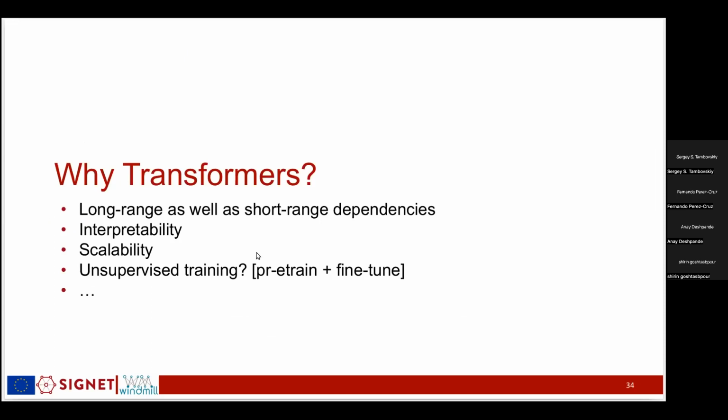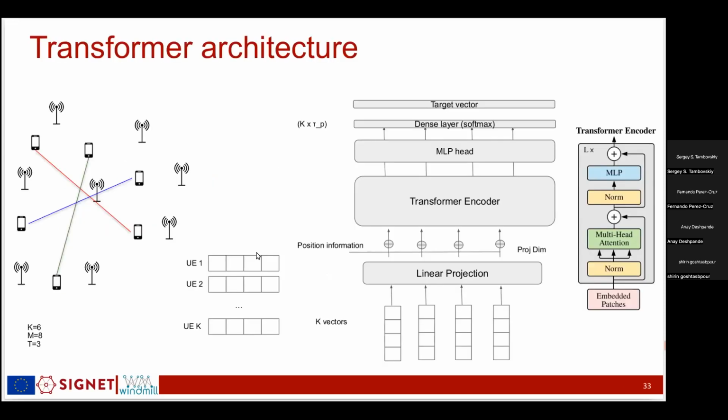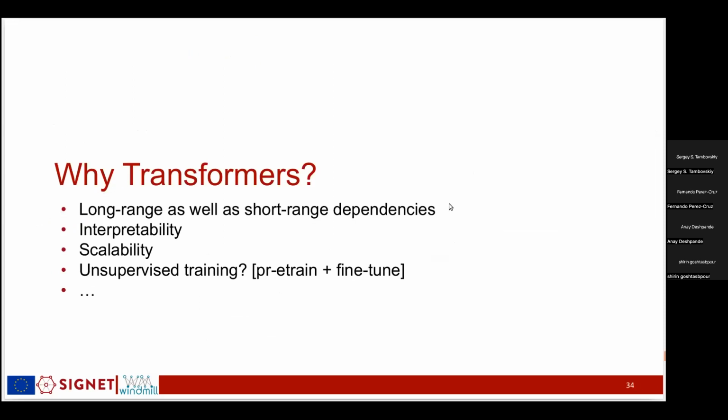The reason we choose transformers is, first of all, they can handle long-range dependencies as well as short-range dependencies, because all the information goes throughout the transformer. It gives this opportunity, unlike, for example, convolutional layers, which only consider local short-range dependencies.